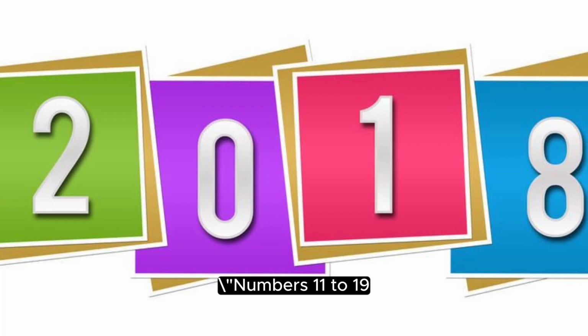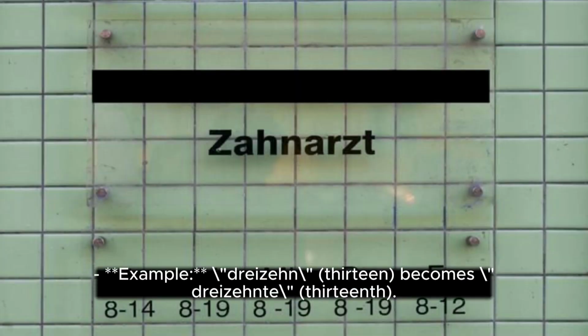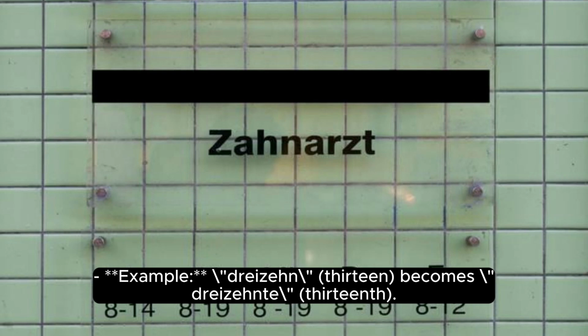Numbers 11 to 19. Ordinal numbers from 11 to 19 follow a consistent pattern. Simply add te to the unit's number. Example: dreizehn, 13, becomes dreizehnte, 13th.